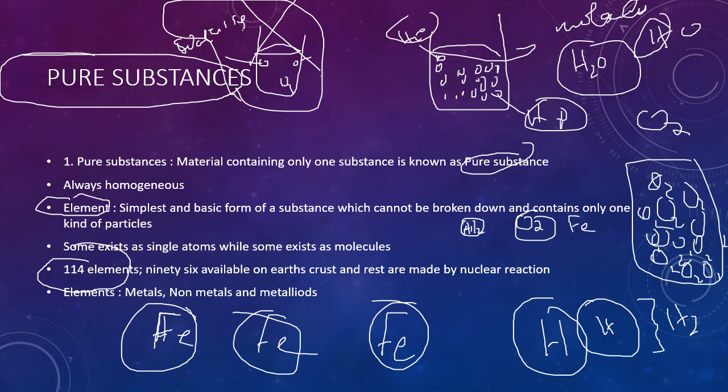So elements are again classified into metals, non-metals, and metalloids. You can see the periodic table and their classification. We would be learning about all these things in another unit. Till now, we don't have to focus on it in this chapter. Here, we discussed pure substances and their divisions, elements and compounds. We discussed elements, and in the next slide we would be discussing compounds.